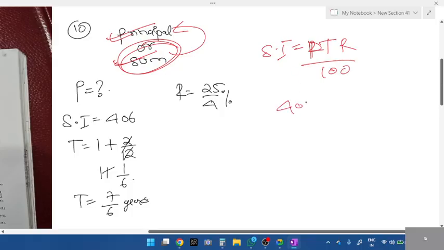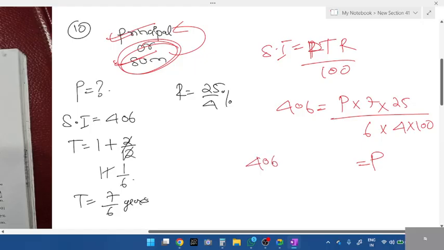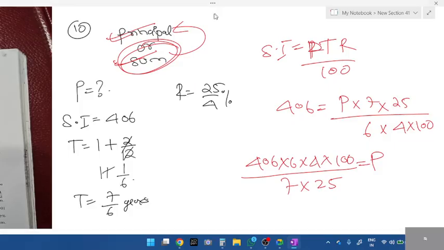Simple interest is 406. Principal we need to find. What is time? 7 by 6. What is rate? 25 by 4. Very good. Into 100 as it is. So if I want to find P, shift the other things. What goes to the other side? 6 into 4 into 100 divided by 7 into 25. Use 5 times table, 7 times table, reduce it. 7 will go in 406. Try this.